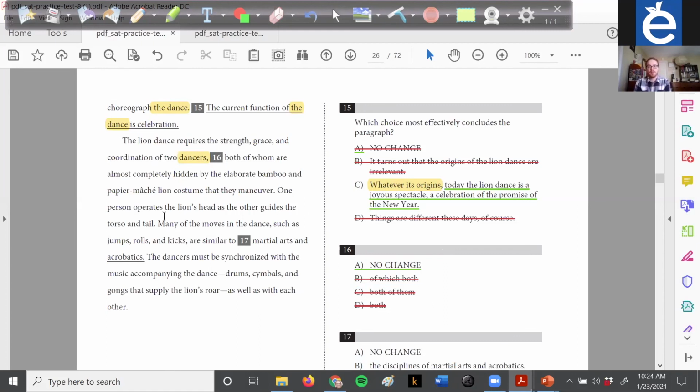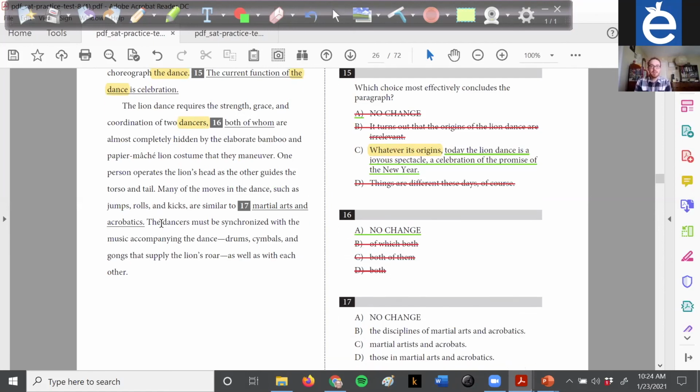One person operates the lion's head as the other guides the torso and tail. Many of the moves in the dance, such as jumps, rolls, and kicks, are similar to martial arts and acrobatics. The dancer must be synchronized with the music accompanying the dance, drums, cymbals, and gongs that supply the lion's roar, as well as with each other.